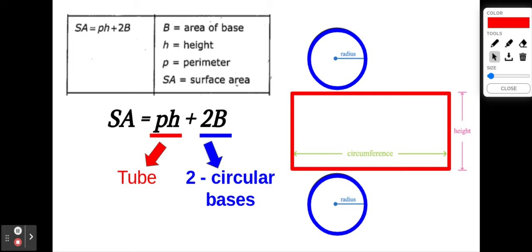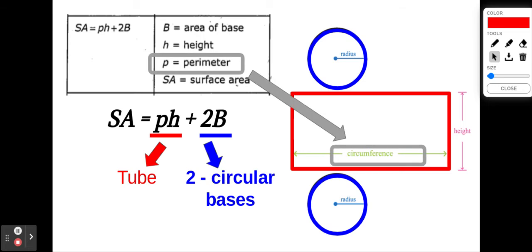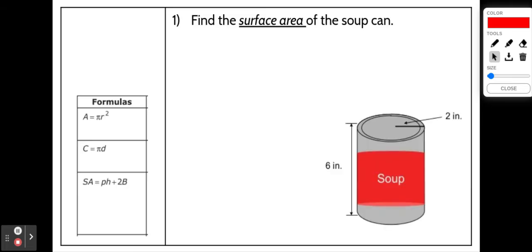But look at the formula. It doesn't say circumference. It says perimeter. When it says perimeter there, that's representing the circumference. Remember, perimeter is the distance around a figure, and the distance around a cylinder is the circumference of a circle. So P represents really circumference when we're talking about perimeter. Okay, so as long as we take the two circular bases, their area, and add it to the tube, we'll get the total area on all the surfaces of a cylinder. So let's give this a try.